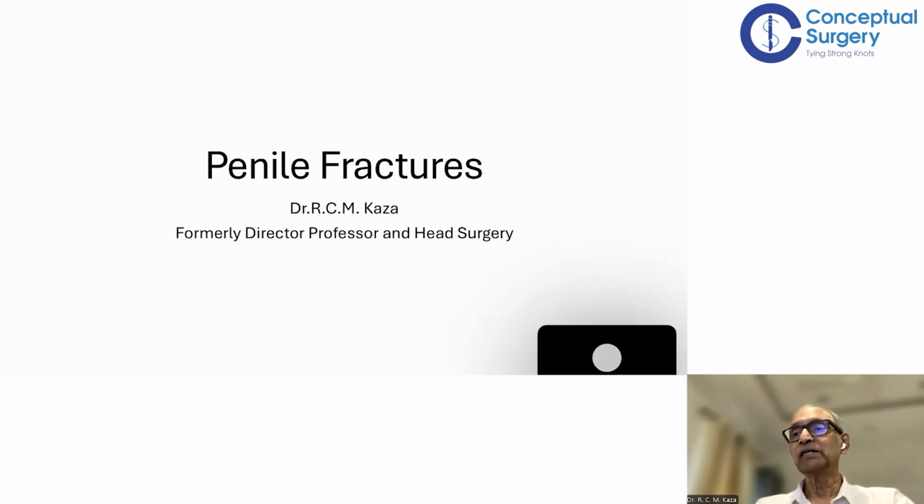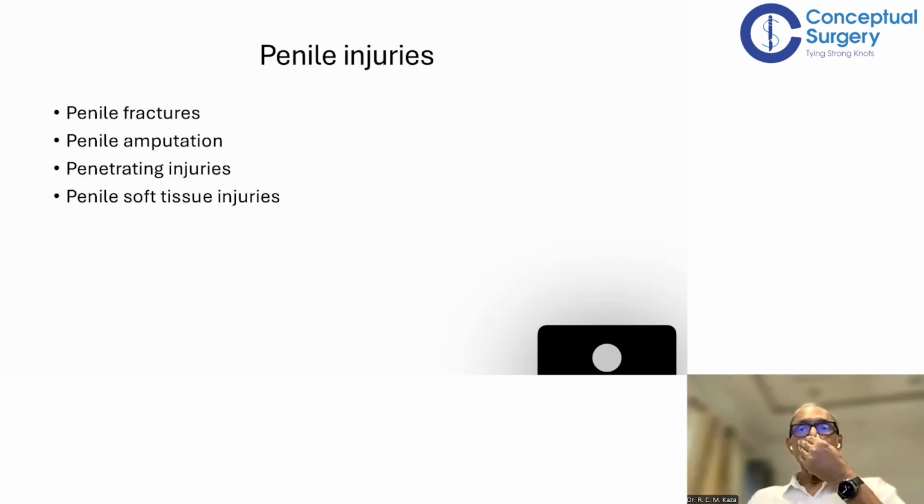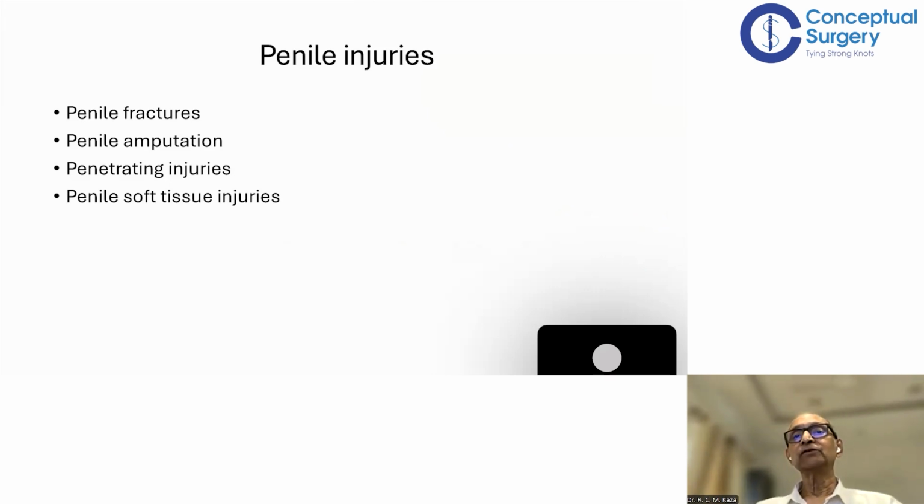So there are various types of penile injuries, as you will see in the next slide. Now we can classify the penile injuries as penile fractures, which is the title of today's lecture. And next one is the penile amputation, either self-inflicted or inflicted by others. Then penetrating injuries, such as those which occur in case of blast injuries. And then penile soft tissue injuries, which can be to any tissue starting from the skin and going up to the Colles Fascia and beyond. So these are the various types.